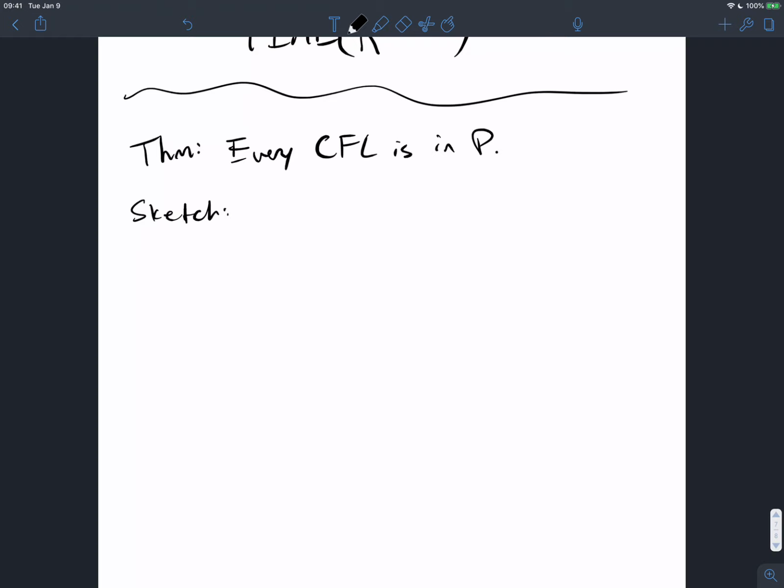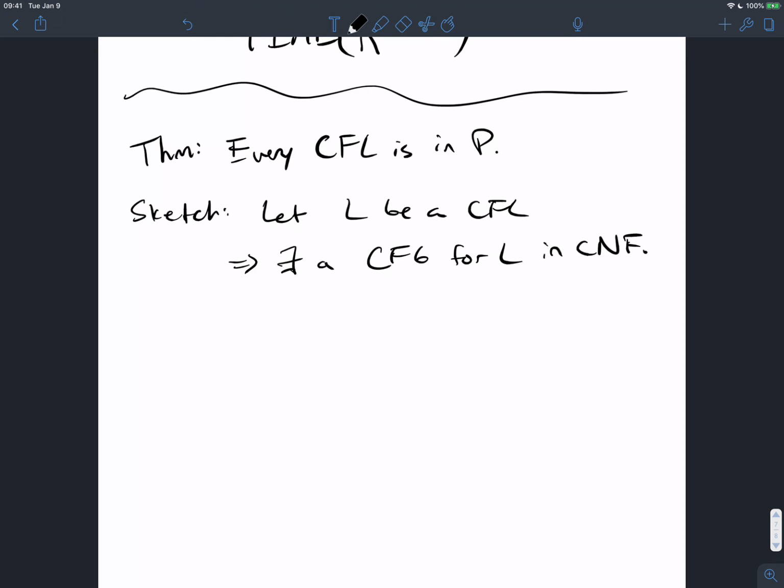Let L be a CFL. Then of course there exists a CFG for L, but I'm going to insist that it be in CNF. This is actually another useful application of CNF. The grammar here is going to be fixed in size, so it doesn't matter how much I use the grammar as long as I run in polynomial time in the size of the input. The input is what counts here. The size of the grammar does not count, because I just keep feeding other strings and the grammar stays the same size. Well, how do I check whether a given string of length n actually is in the grammar?